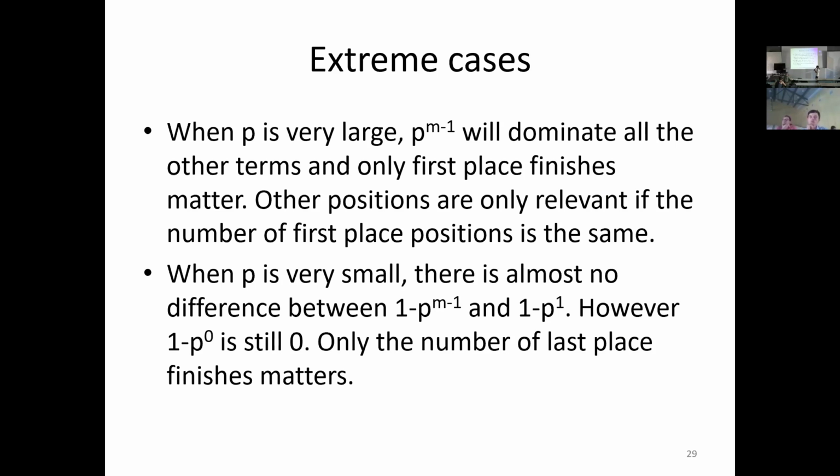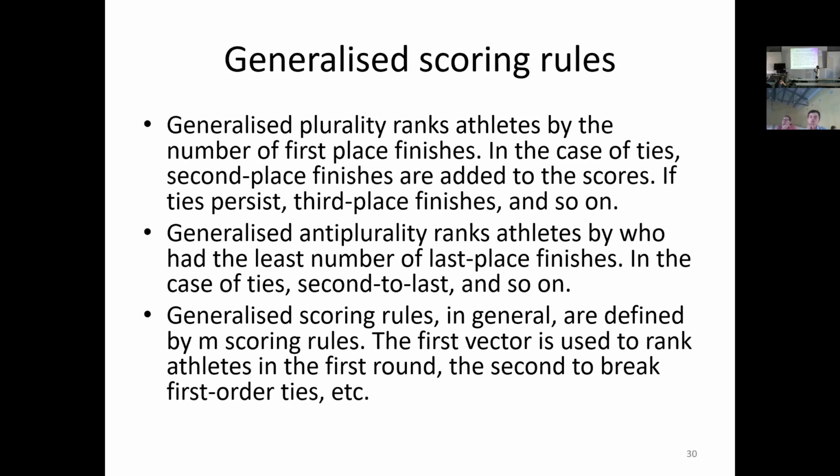And this is the notion of a generalized scoring rule. Formally, these are very cumbersome objects, but intuitively, they are very simple. First, we score with a scoring rule, and if there are ties, we break the ties with another scoring rule. If there are still ties, we break them with a third scoring rule, and so on up to m times.